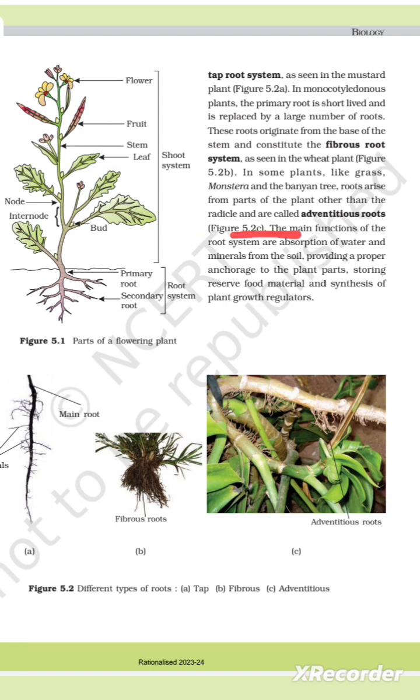Figure 5.2c. The main functions of the root system are absorption of water and minerals from the soil, providing proper anchorage to the plant parts, storing reserve food material, and synthesizing plant growth regulators. Figure 5.1: Parts of a flowering plant. Figure 5.2: Different types of roots: tap, fibrous, and adventitious roots.